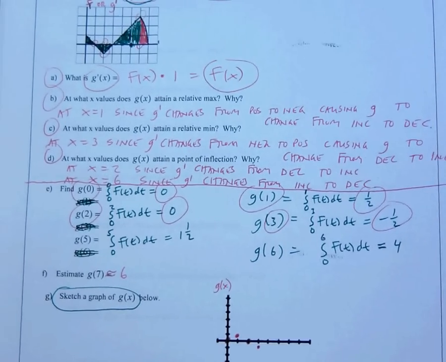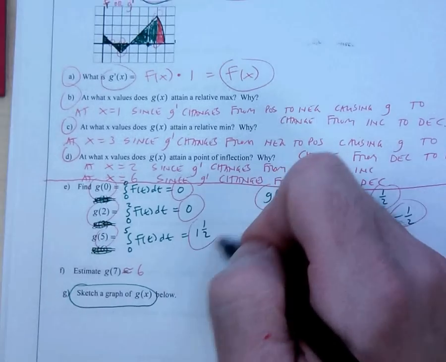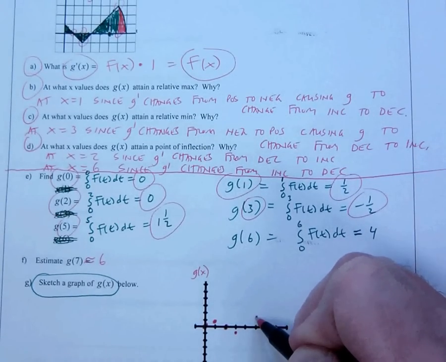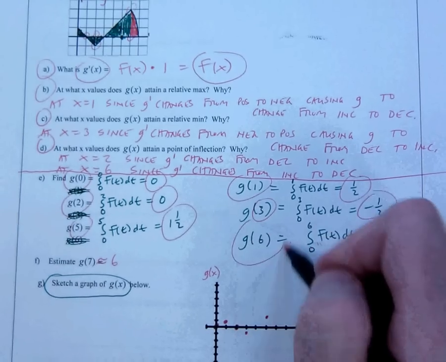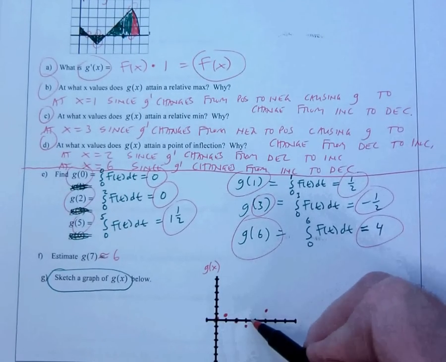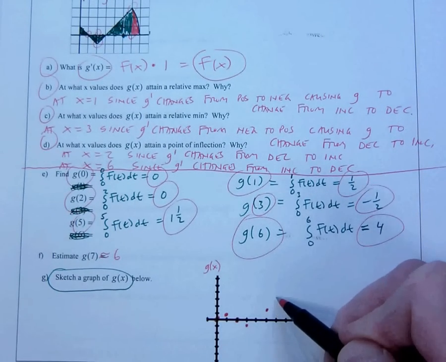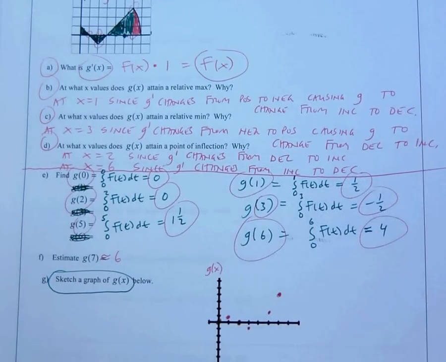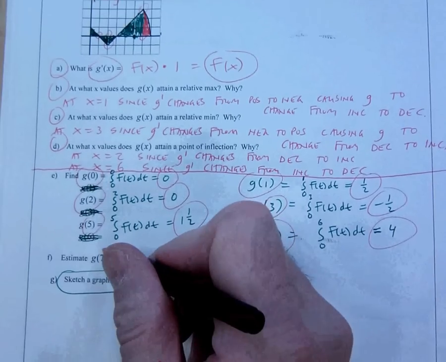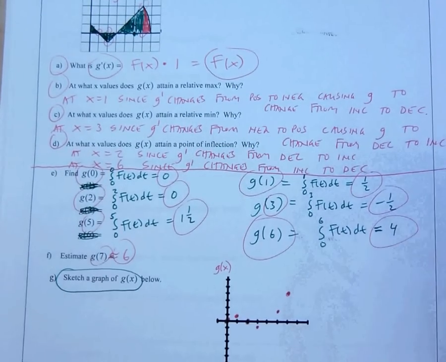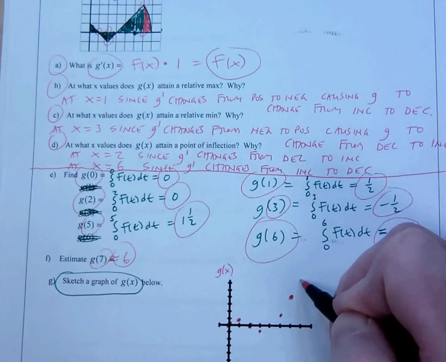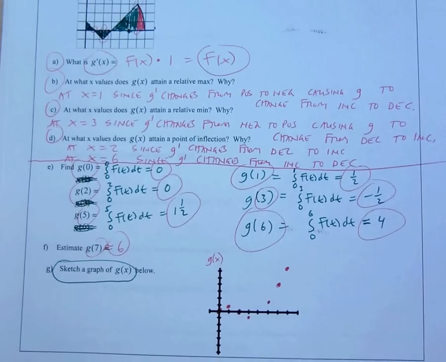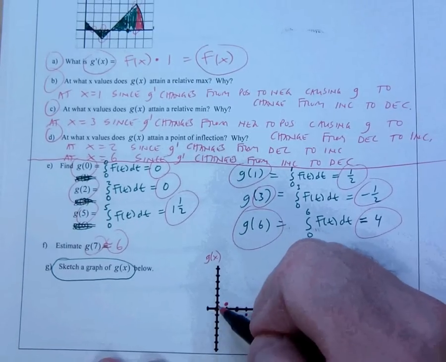Then I plot the point 5 comma 1.5. It's right about here. Then I plot the point 6 comma 4. It's right about here, right? And then I can plot 7 comma 6 approximately, right? Yes? Okay. And again, make sure you see that there's a 0 here and a 0 here, right?